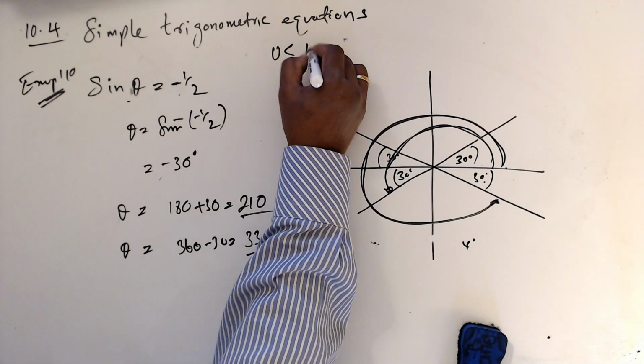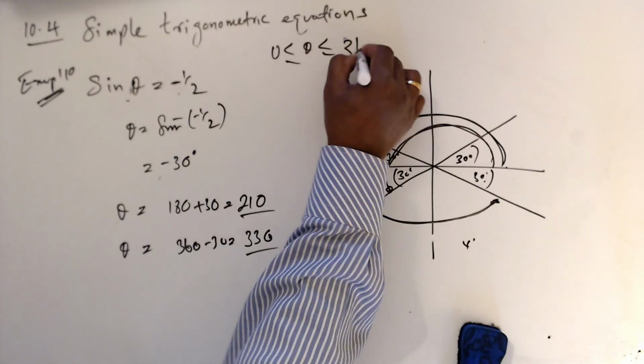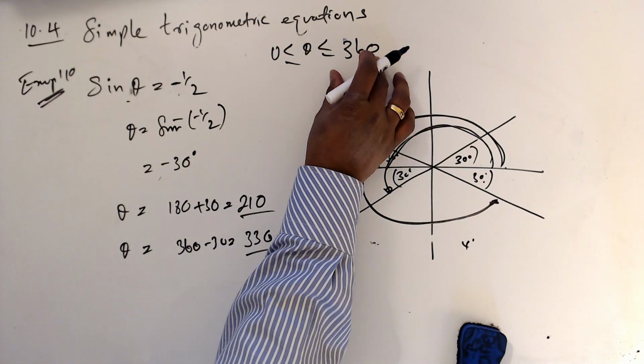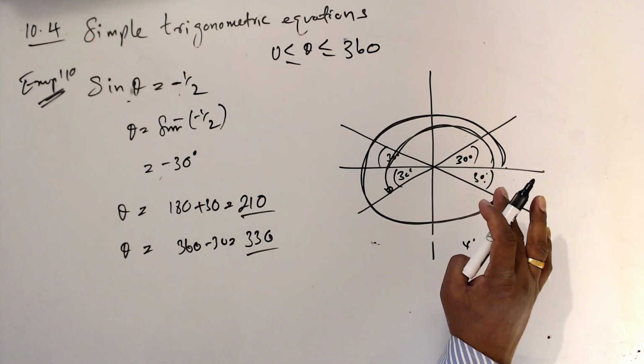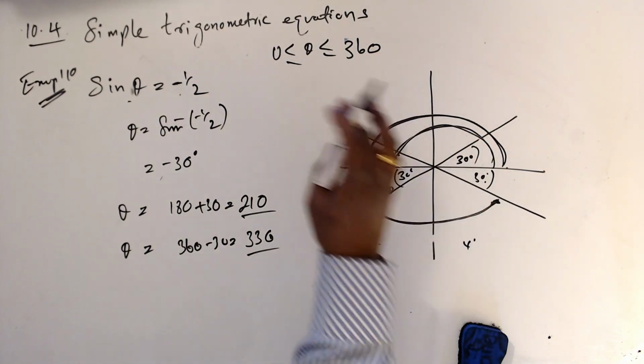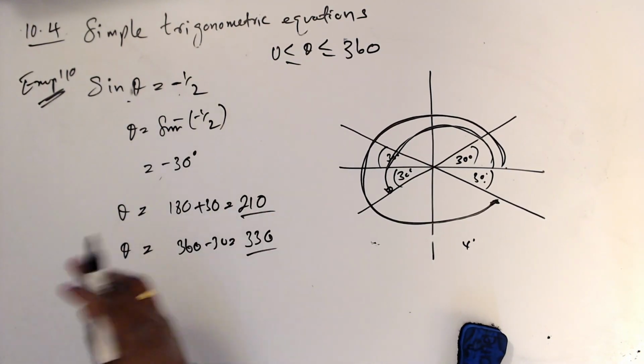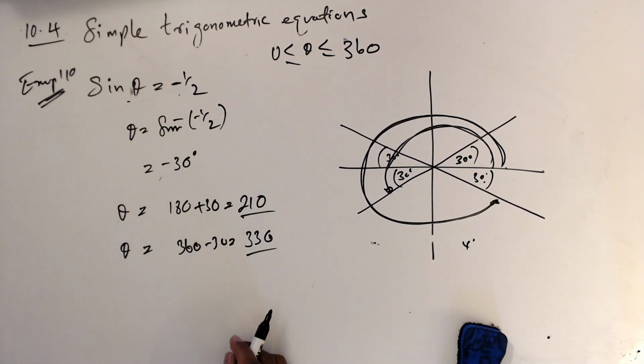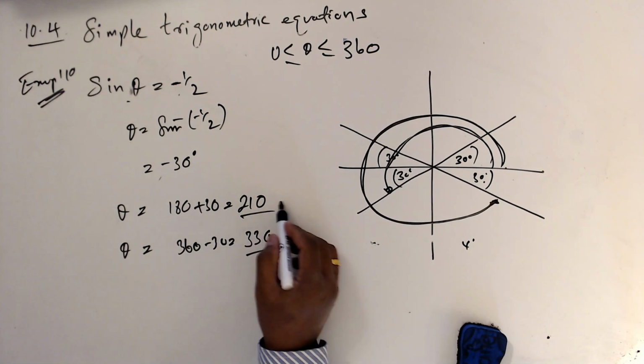So I will give the range 360. If you want more, then you have to add to the positive side. If you want to go to the negative side, you have to take it out. You have to reduce 360s.